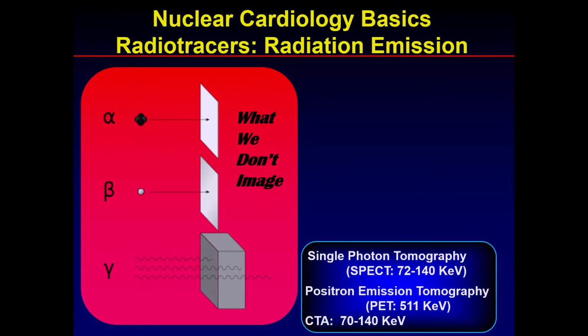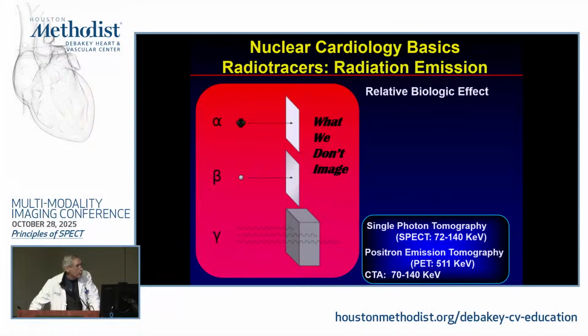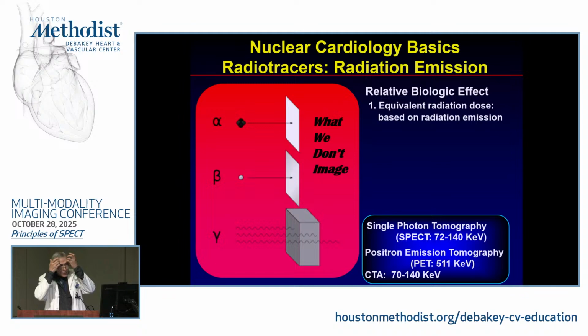photons that we kind of image or don't image. So we have alpha particles, which are basically helium nuclei. We have beta particles, which are electrons. We have gamma rays. And all of these things have differential effects in terms of relative biological effects and overall effects on the body. Obviously, we look at different kinds of parameters such as equivalent radiation dose, and it turns out that that's mostly based on the type of radiation emission you have.